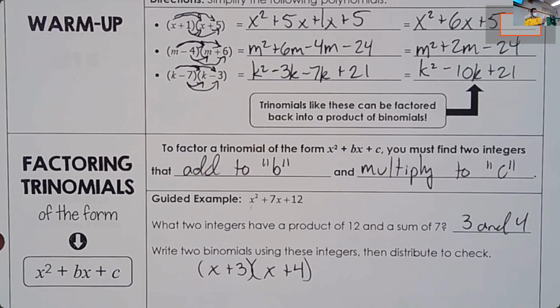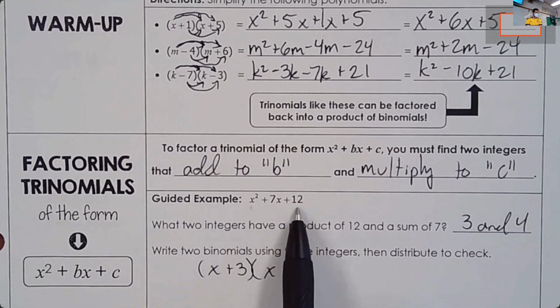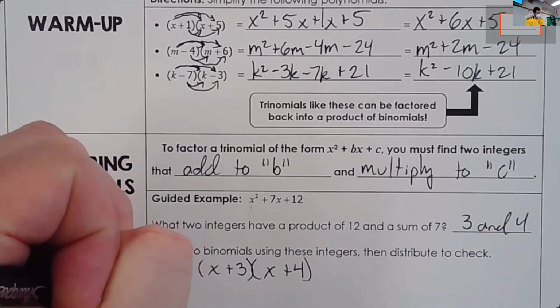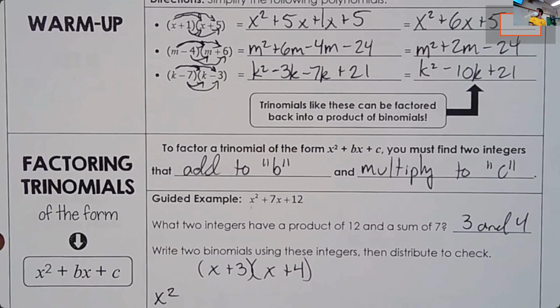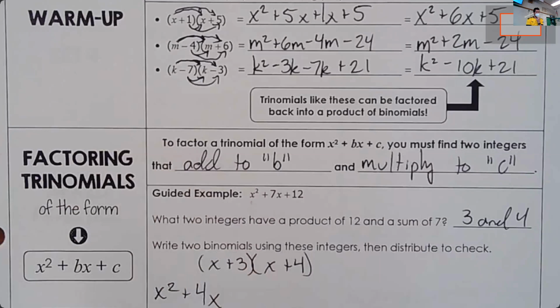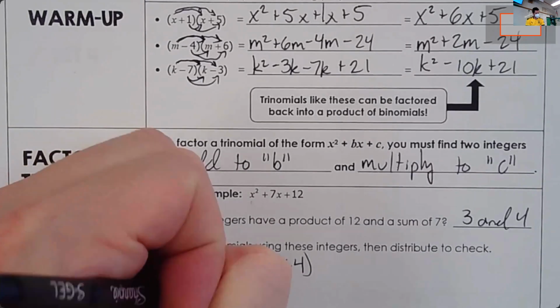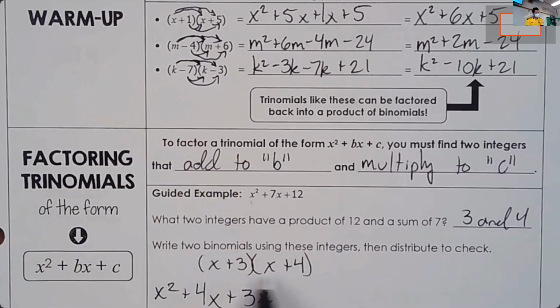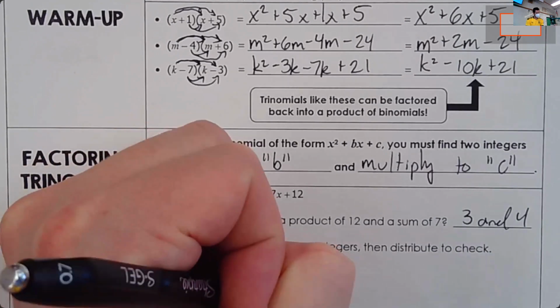And just for this first example, we're going to FOIL this back out. We're going to multiply this back out just to prove that it gets us back to the original trinomial of x squared plus 7x plus 12. So first times first here, x times x is x squared. The outer terms, x times 4 would be plus 4x. The inner terms, 3 times x would be plus 3x. And then the last two terms, 3 times 4 is plus 12.